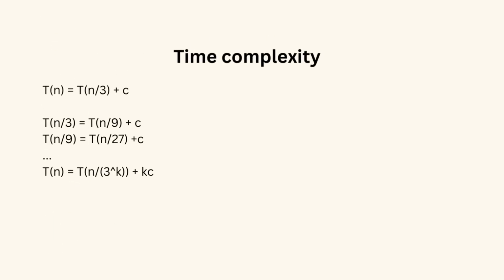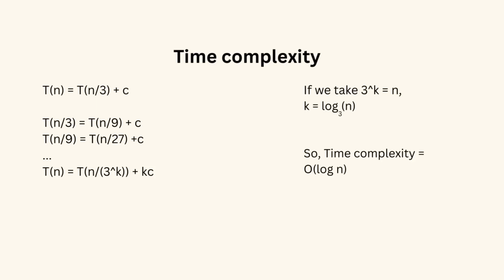The recurrence relation of the ternary search is T of n equals T of n by 3 plus C, T of n by 3 equals T of n by 9 plus C. In this way, we get many equations. On substituting all such equations, we get T of n equals T of n by 3 to the power k plus kc. If we take 3 to the power k equals n, we get k equals log n base 3. Thus, our time complexity is big O of log n.